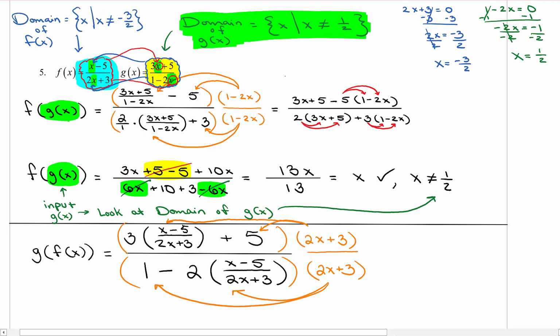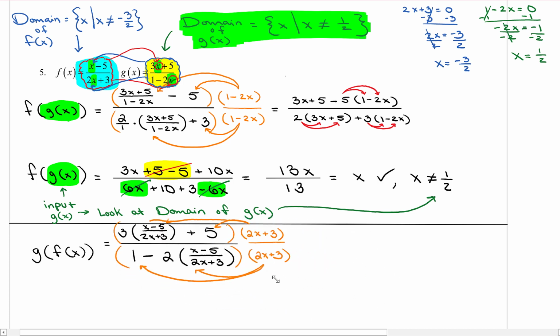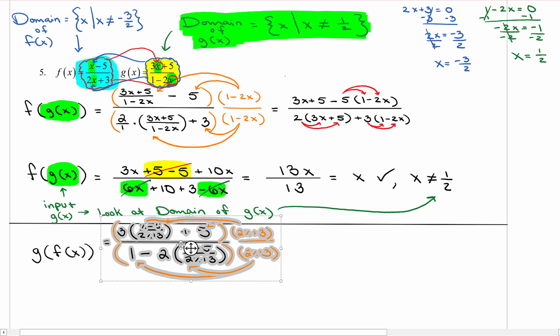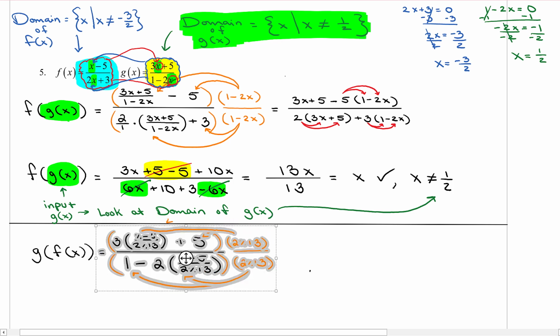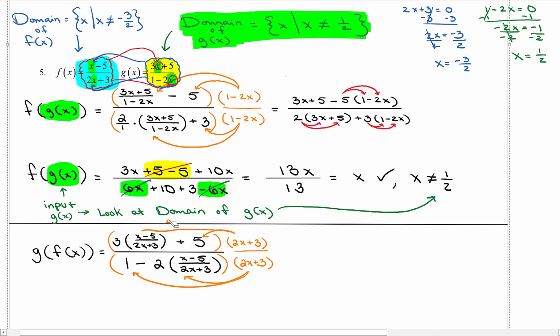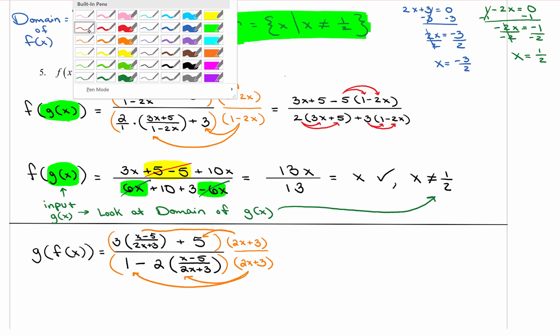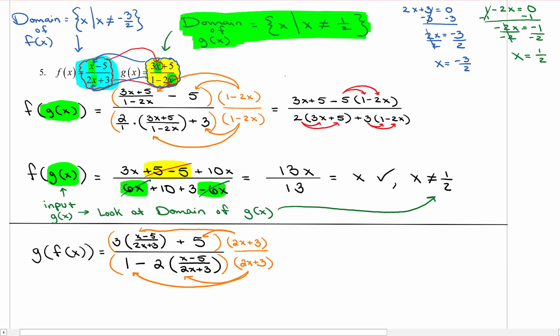When I multiply the 2x plus 3 to the numerator, it's going to cancel out with that 2x plus 3 over there on top, right? So let me just make this smaller because I'm running out of space. So here I've got an arrow right there. Now it looks good. Excellent.